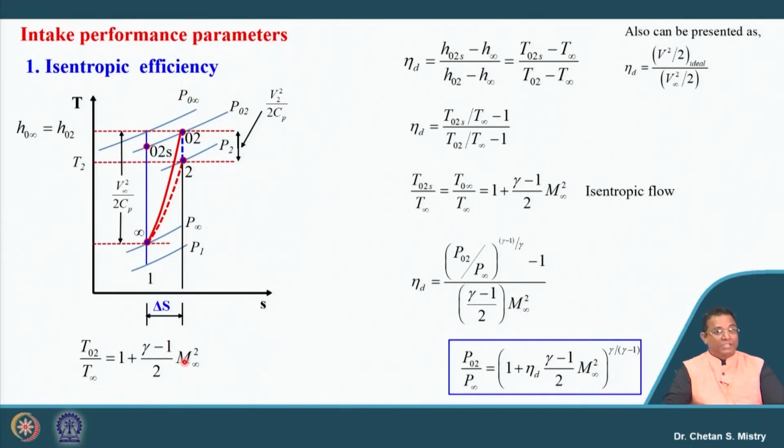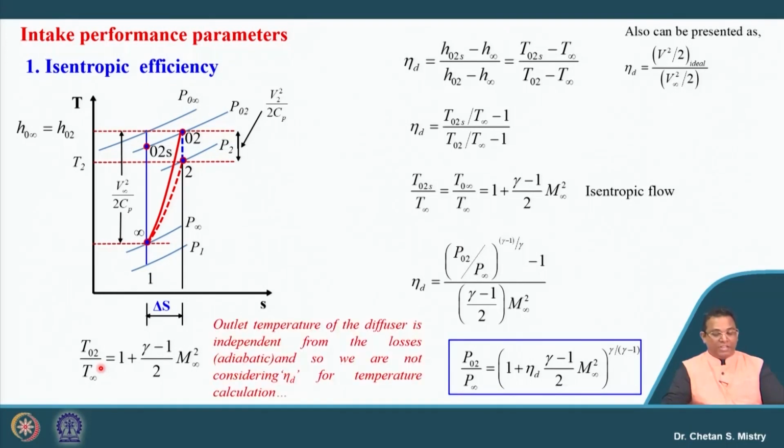To your surprise, for the pressure we have the diffuser efficiency term, and for the temperature we do not. The reason is that the outlet temperature of the diffuser is independent of the losses, because we are assuming our flow process to be adiabatic, and that is why the diffuser efficiency does not appear. When we start with the cycle analysis, this point is very important.